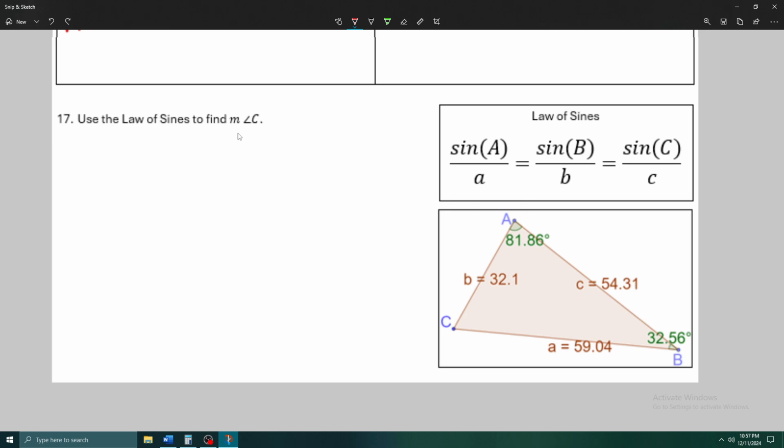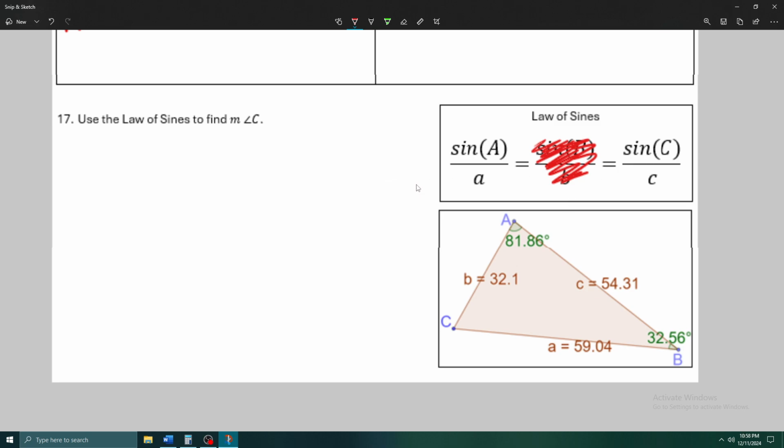So we're trying to find the measure of angle C. As you can see, we have the measure of angle A, which is 81.86, and we have the measure of angle B, which is 32.56. That's very simple, right? But we don't have a measure of angle C. How do we find that? Well, we can use this wonderful law of sines. And in reality, you only need 2 of these. So for example, if you like, you can cross this one out.